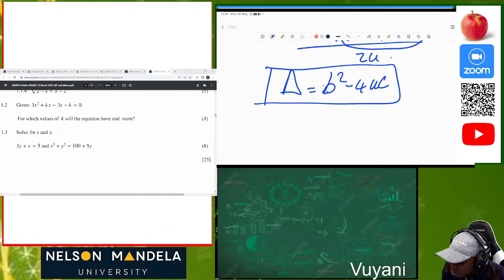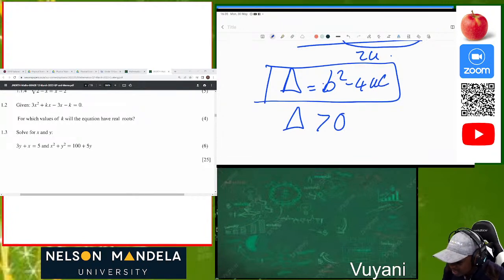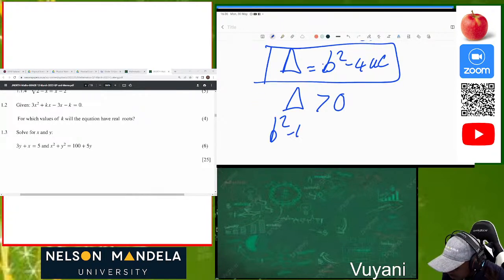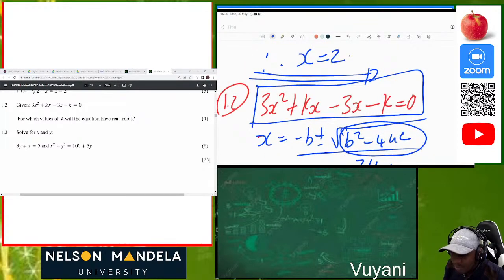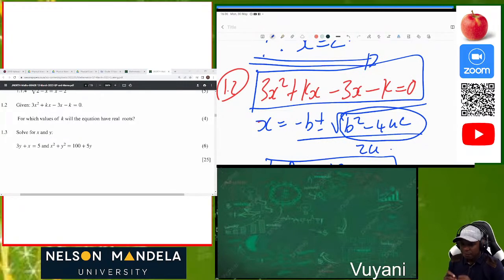We know that when we're talking about real roots, the determinant must be greater than 0. So what is the determinant? The determinant is b squared minus 4ac, which must be greater than 0. Now, from the equation we have been given, we must be able to take the value of b, the value of a, and the value of c.